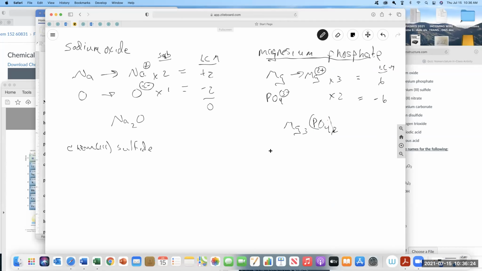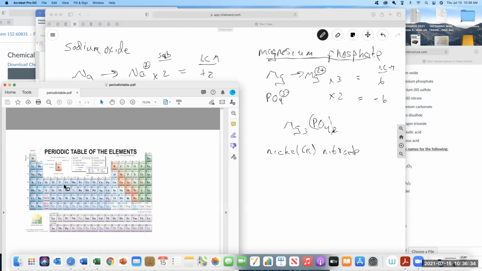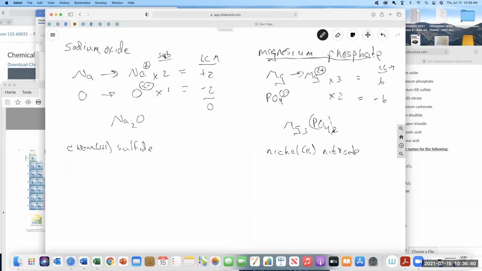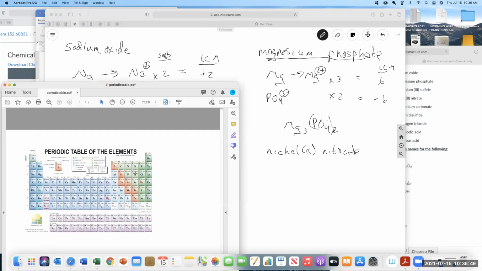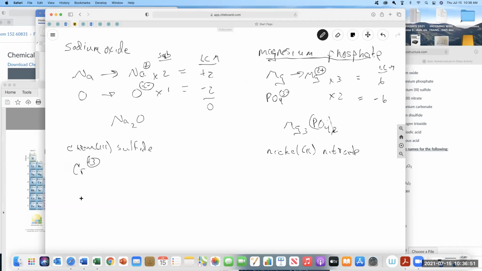and nickel 2 nitrate. All right, so chromium is a transition metal. It's right here. That means that we can't tell the charge from where it is, but we're told what the charge is. So it's Cr, the number in Roman numerals is the charge. That's +3. Sulfur, nonmetal in group 16, so it's S with a -2.